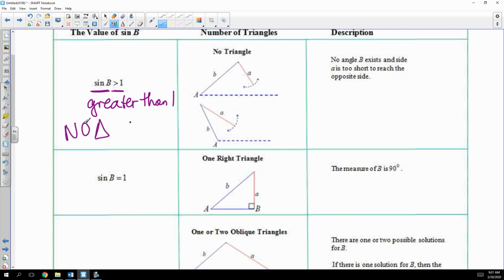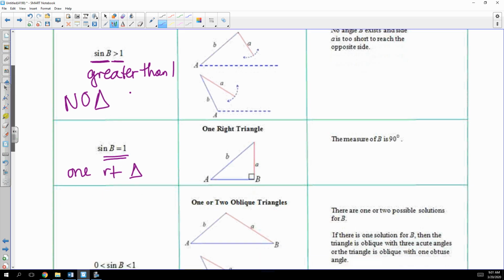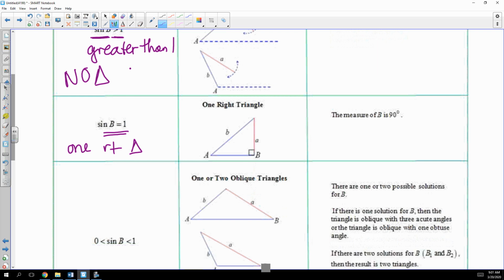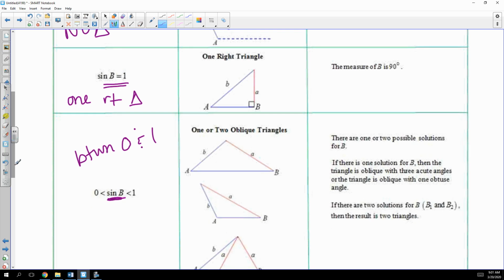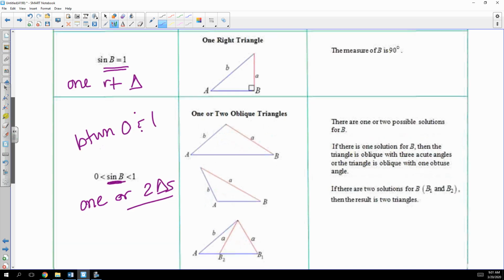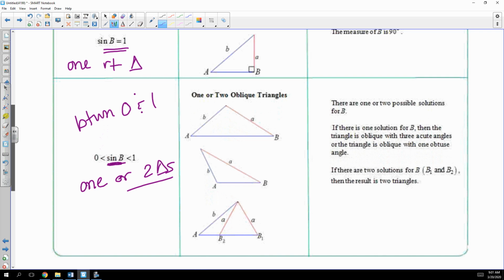All right, and if it's equal to 1, then there is one right triangle. That obviously B would be the right angle. And then if the value of sine B is between 0 and 1, then you might have 1 or 2 triangles. And it's just going to kind of depend a little bit on the information. But here's what you kind of need to watch out for.